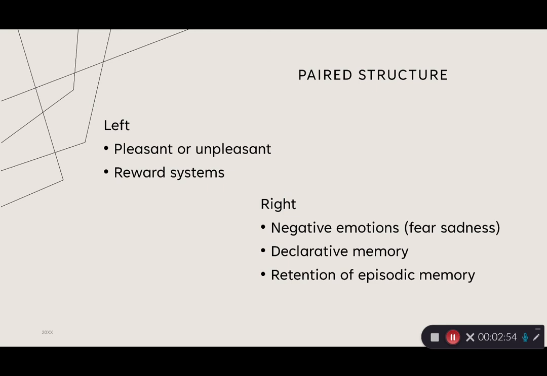Other studies also believe that the left side is associated with the brain's reward system, which would make sense since it's able to induce both happy or pleasant and unpleasant feelings. The right side is associated with negative emotion. This would mean it aids in the expression of fear and processing fear-inducing stimuli, like the example that I talked about earlier with Albert and the rat. It is also associated with declarative memory and the retention of episodic memory when associating time and places with emotional properties.